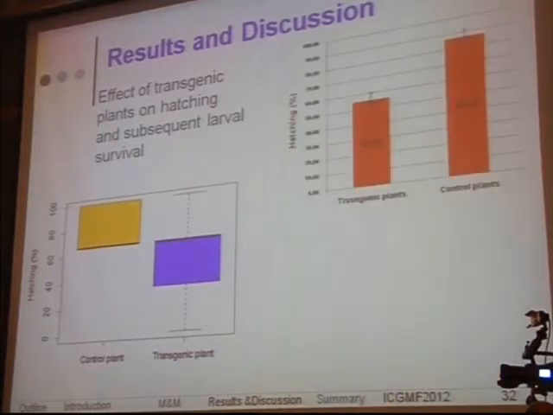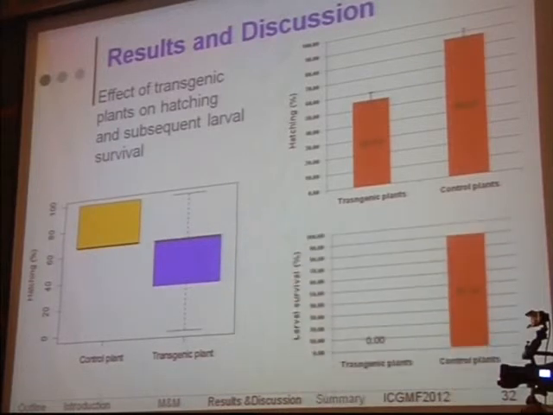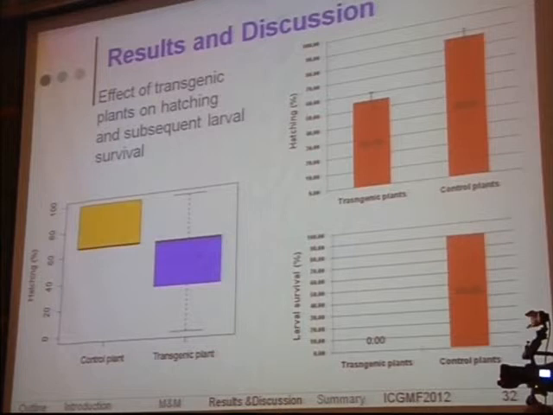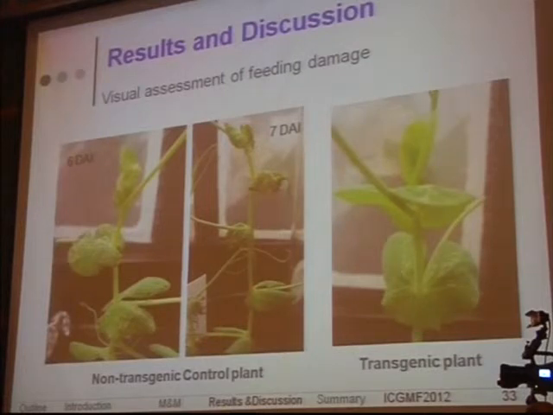But if we go to the mortality or larval survival, you can see that even on the transgenic plant 55% of eggs hatched, but the important thing is that 0% survived. In the control plant, there are around 86% hatched eggs, and more than 90% were surviving on the control plant. So this is an important finding, let's say. And here you can see the difference between transgenic plant and non-transgenic plant.